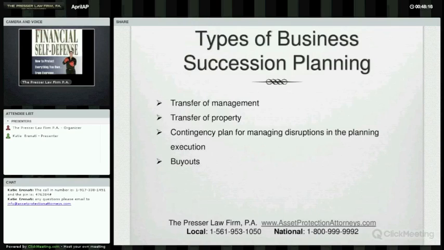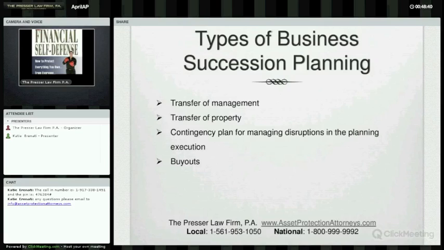And there's a lot of different types of business succession planning. One is the transfer of management. So how do you get the right people in there to run the business? How do you get the key management in there? Another one is the transfer of property or the transfer of assets. Okay, what assets does the business have? Maybe it's websites or phone numbers or intellectual property. Maybe it's real estate or equipment or machinery. But how do you transfer that to the right place and the right person?